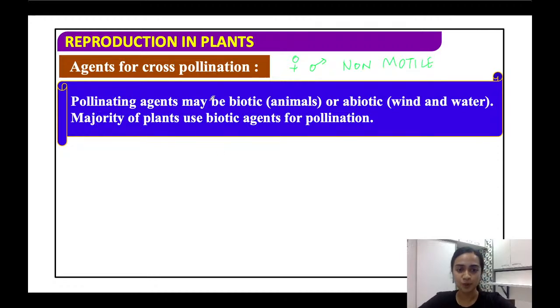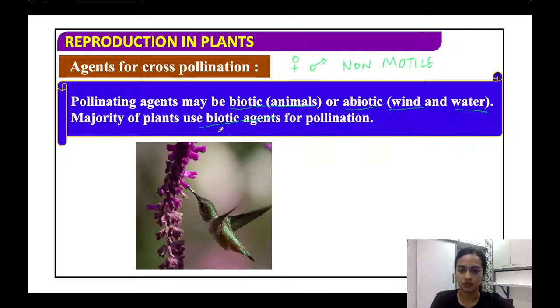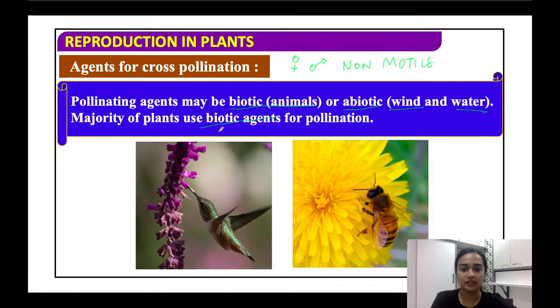All right. So these pollinating agents may be biotic elements, that means any animal or insects, like honeybees or even snakes and birds carry out pollination. Abiotic factors can also be involved and are mostly involved. Wind and water are the most common abiotic factors. The majority of plants use biotic agents, to be precise, generally insects and birds are preferred. Okay, so this is an example of pollination by a bird and this is by a honeybee.